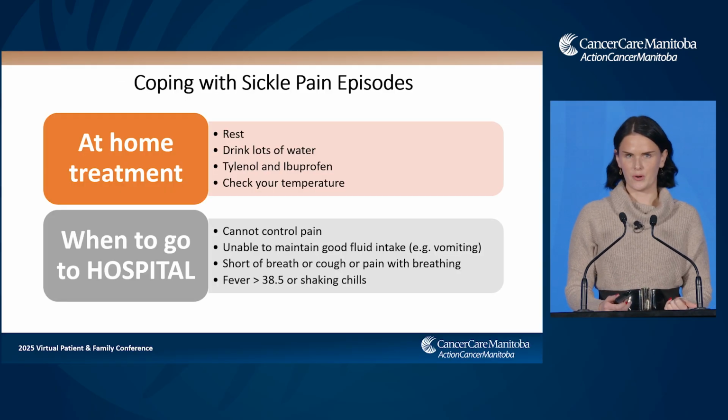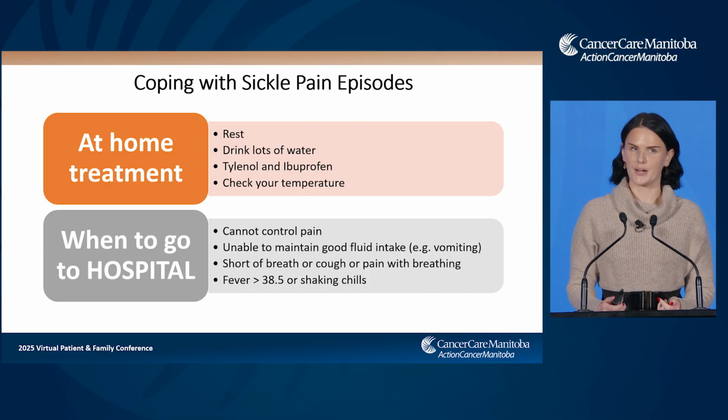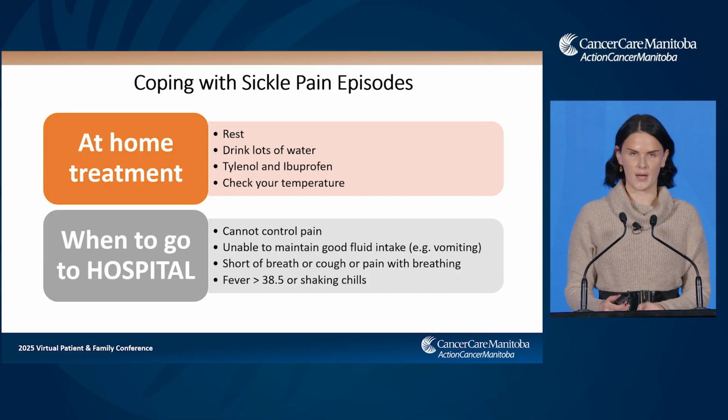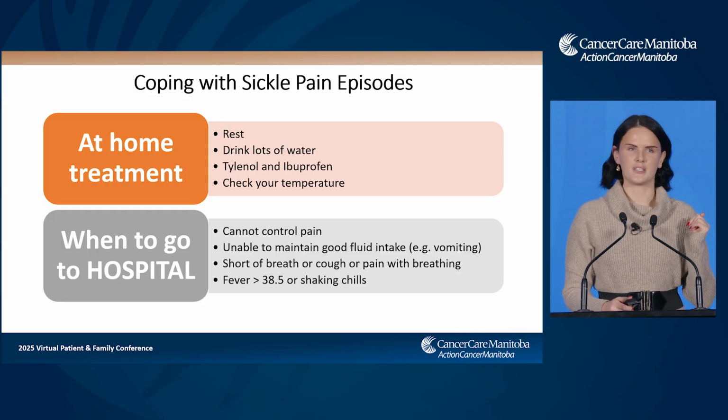So what do you do if you have a pain crisis? If you're managing this at home, it's important that you rest, stay well hydrated, take Tylenol and ibuprofen, or if you have opioids that we've prescribed to you in clinic, and make sure you're monitoring your temperature. If you have a fever more than 38.5 degrees, you can't control your pain, you're not able to keep fluids down, you're really short of breath, chest pain, any of those things means it's time to come into hospital.